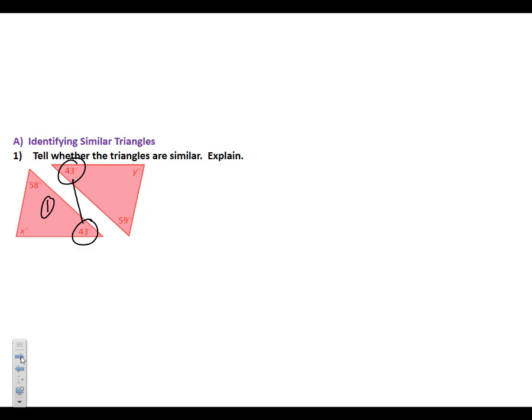I'm going to call this triangle 1 and triangle 2. We already know that there's a congruent angle, which is 43 degrees. So now we have to discover, is x equal to 59 or is y equal to 58? Well, again, we can use what we've learned before about triangles. We know that the sum of the interior angles of a triangle must equal 180 degrees. So I can use that to find either x or y and see if it's congruent.